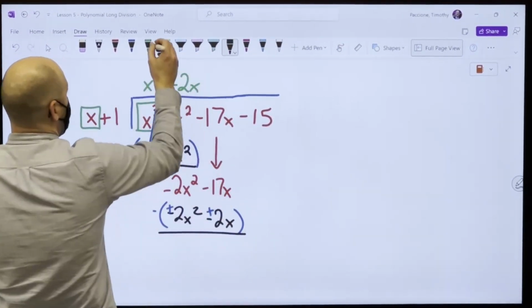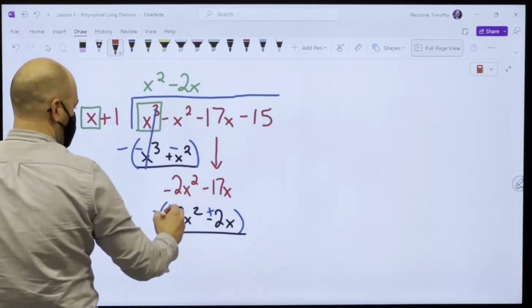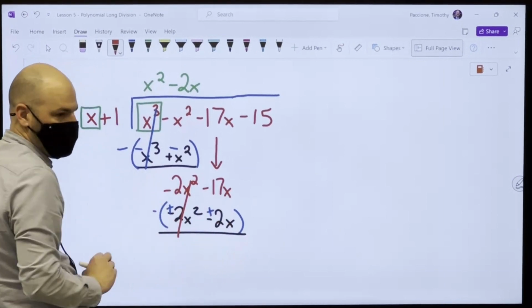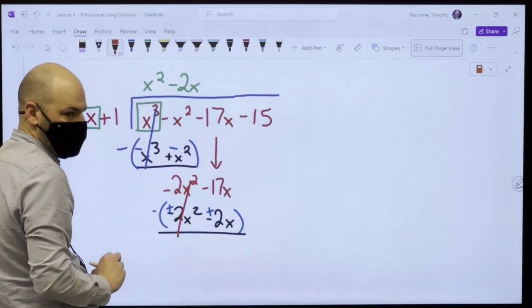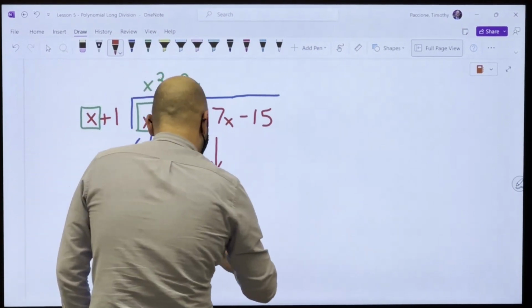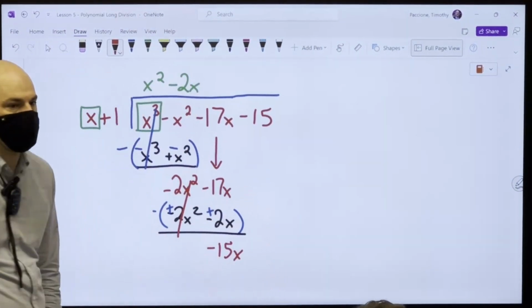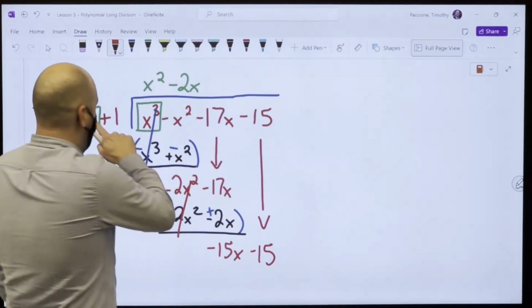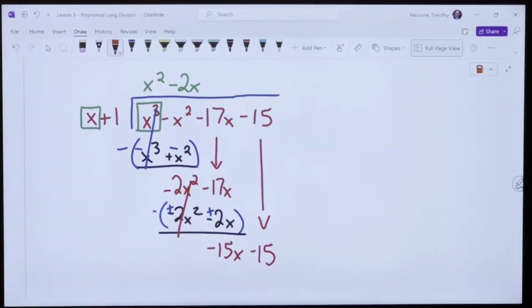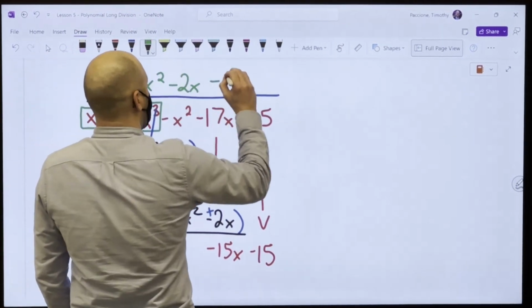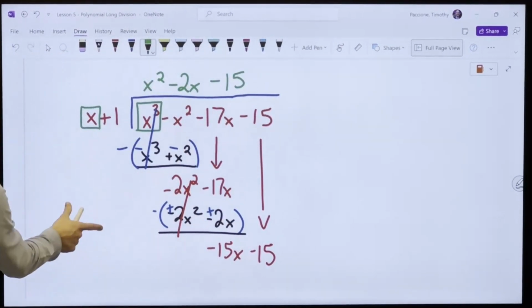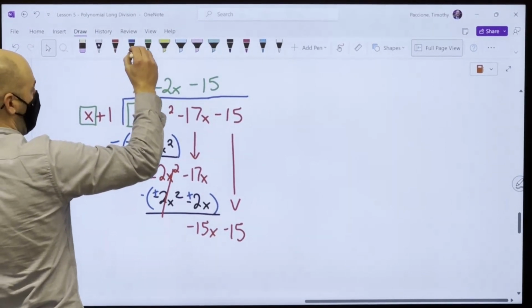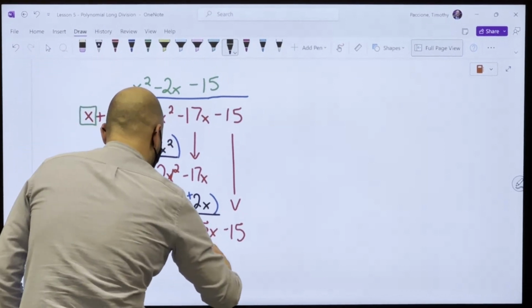And what happens? Well, the first one was canceled. Yep, this one cancels. And then this one is negative 17 plus 2. So the x's count negative 15. Yep, negative 15x. And then you bring the next one down. Bring that down, minus 15. X times what is negative 15x? Negative 15. Minus 15. Look what our answer's starting to look like. Negative 15 times x plus 1 is negative 15x.